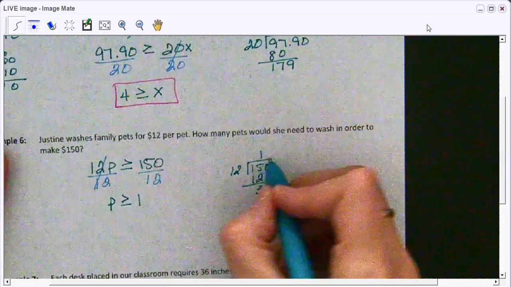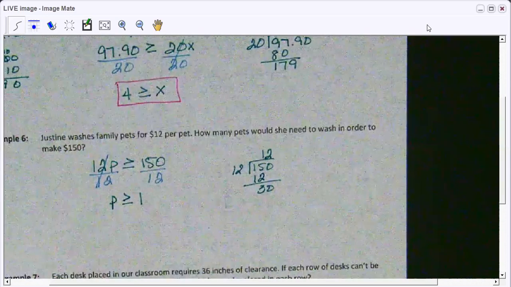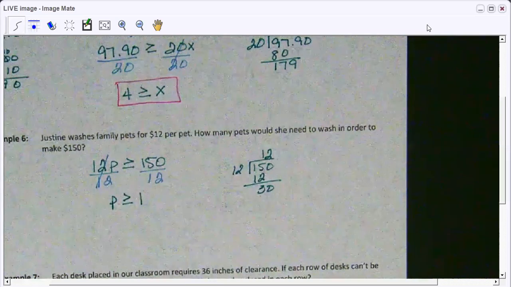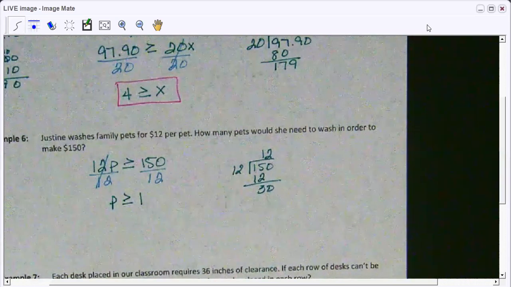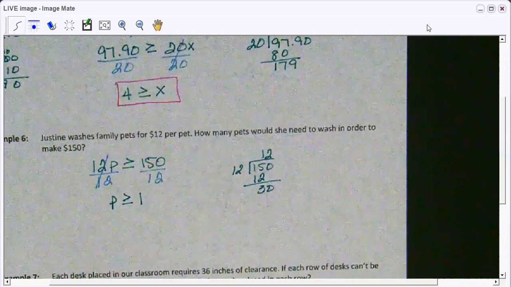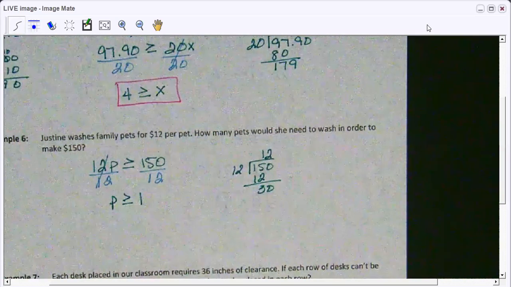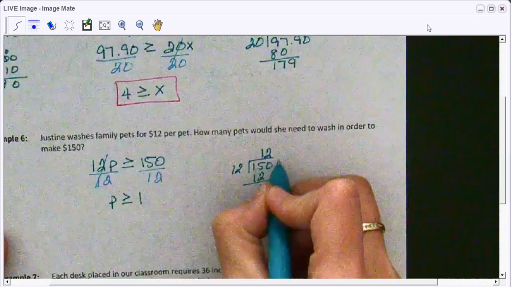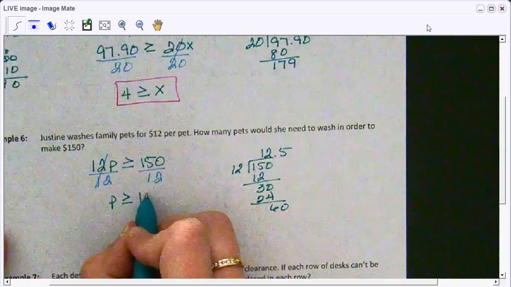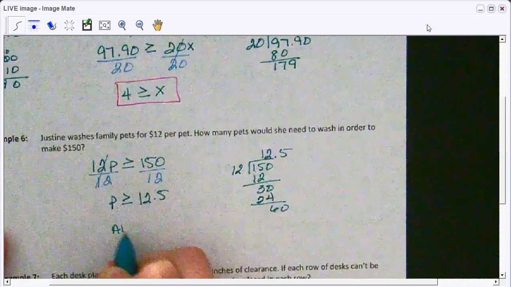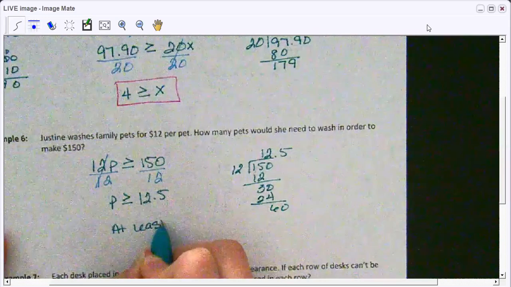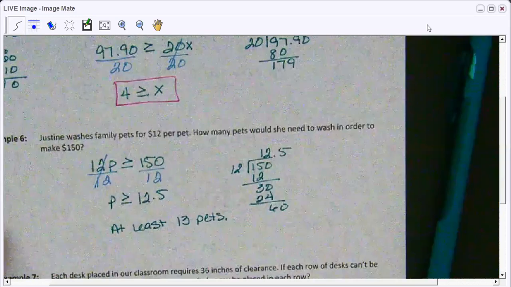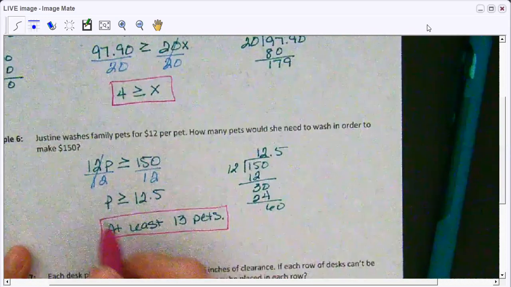Okay, can we wash a half a pet? No, that is not reasonable. I mean, you could technically, but it's not logical, right? You're not going to get paid to wash half a dog. So how many dogs do we need to wash in order to make our full 150? 13, yeah, because this is going to be 12.5. So I would say at least 13 pets. I would not take 12.5. That's not reasonable in a real world situation. So this is it right here.